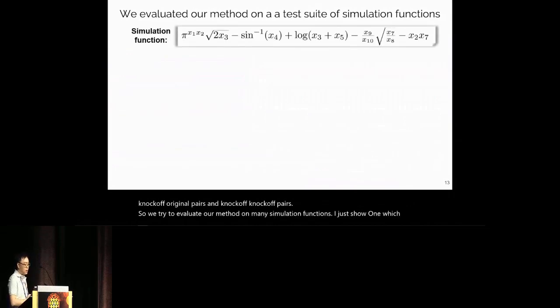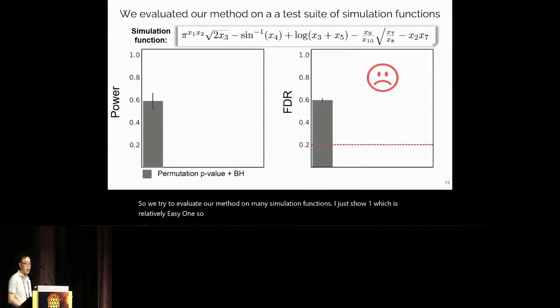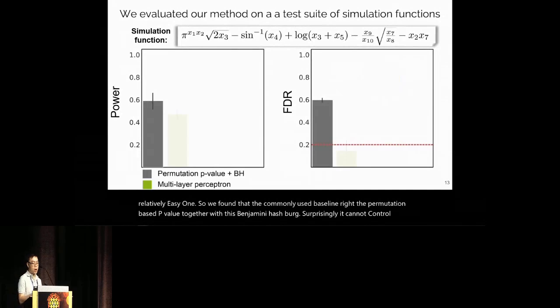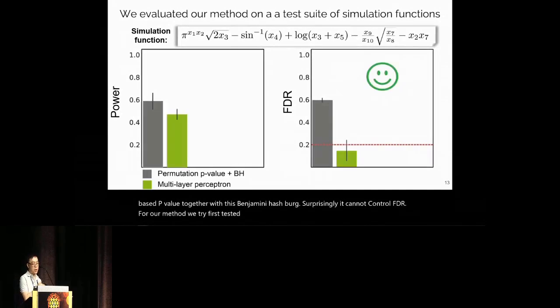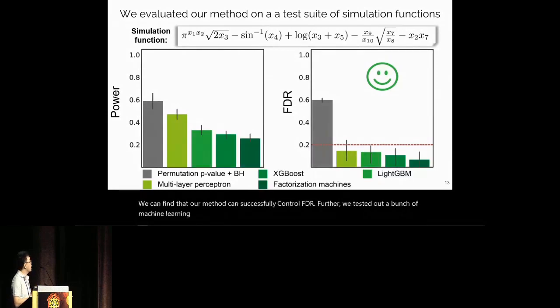So we evaluate our method on many simulation functions. I just show one, which is a relatively easy one. We found that the commonly used baseline, the permutation-based p-value together with Benjamini-Hochberg, surprisingly cannot control the FDR. For our method, we first tested on a multi-layer perceptron architecture, and we can see that our method successfully controls the FDR. Further, we tested on a bunch of machine learning models, such as XGBoost, LightGBM, and factorization machine. In all of these, we can control the FDR.